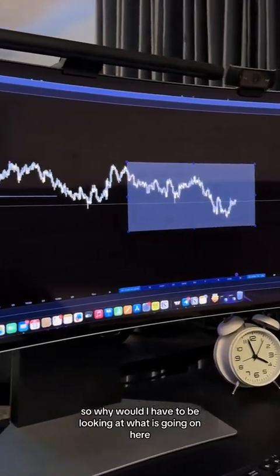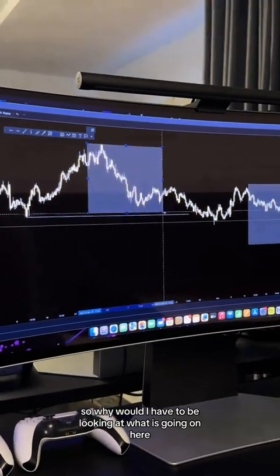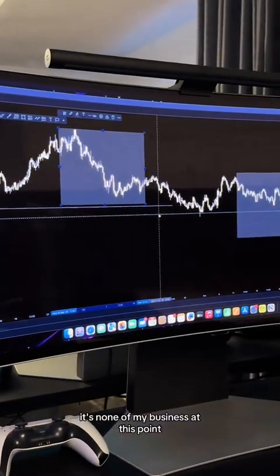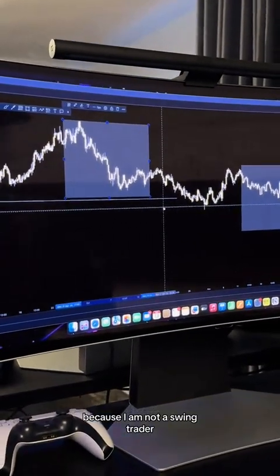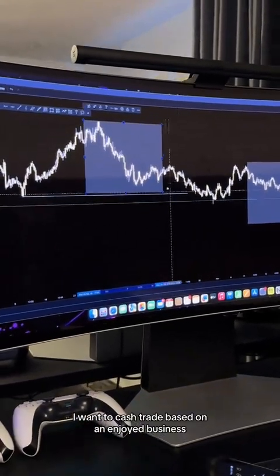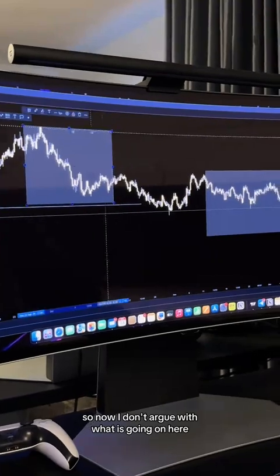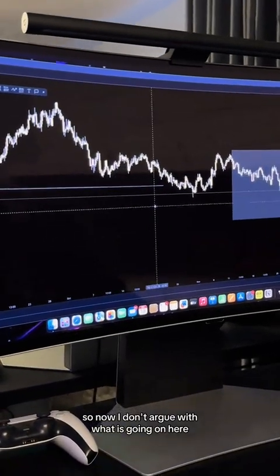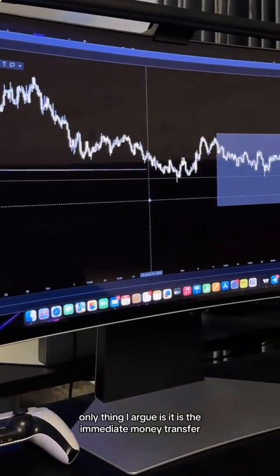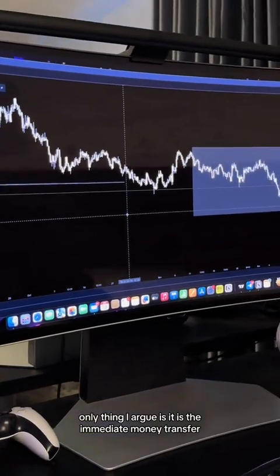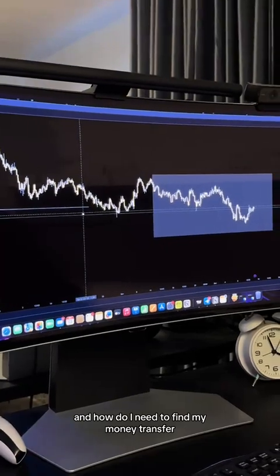So why would I have to be looking at what is going on here? It's none of my business at this point because I am not a swing trader. I want to cash trade on an intraday basis. So now, I don't have issues with what is going on here. The only thing I have an issue with is the immediate money transfer. And how do I identify my money transfer?